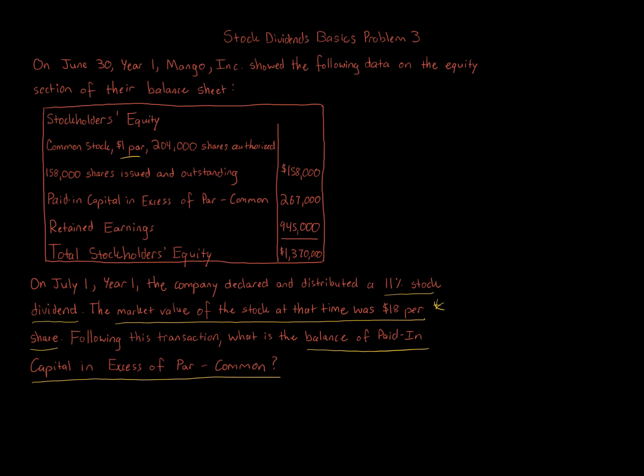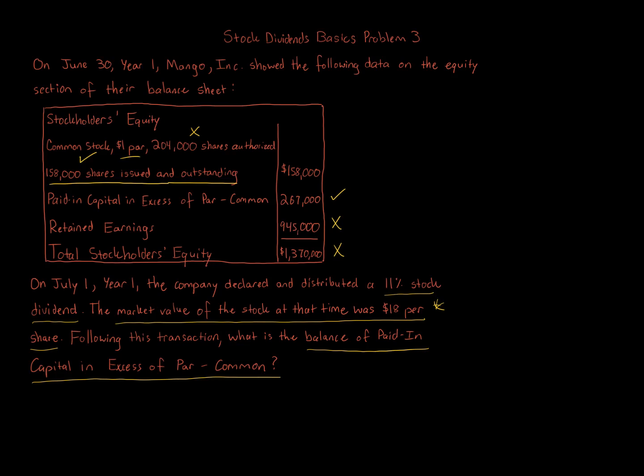We're told that the number of shares authorized is 204,000. We ignore that. We're told the number of shares issued and outstanding is 158,000. We focus on the 158,000 shares, which equals $158,000 in this question. We're also given the paid-in capital in excess of par common, the $267,000. That's going to be important, so we're going to need that information. Retained earnings, we can ignore that. And the total stockholders' equity, we're not asked about total stockholders' equity. We can ignore that as well. So the common stock and the paid-in capital in excess of par, those two lines are going to be important lines to go through.